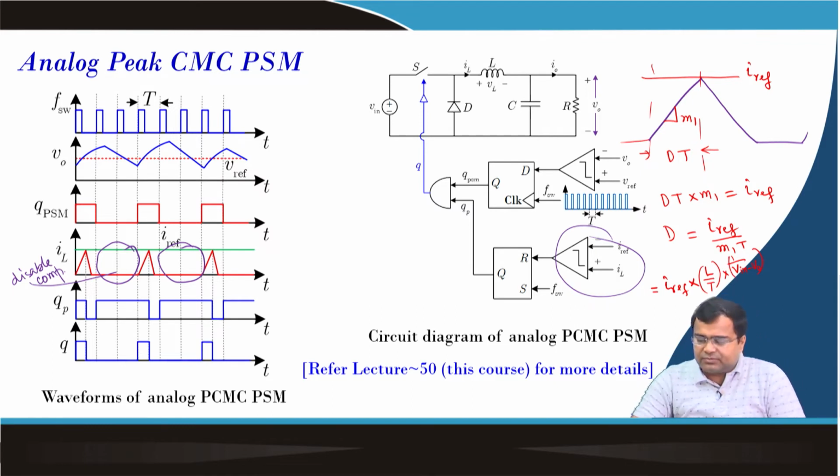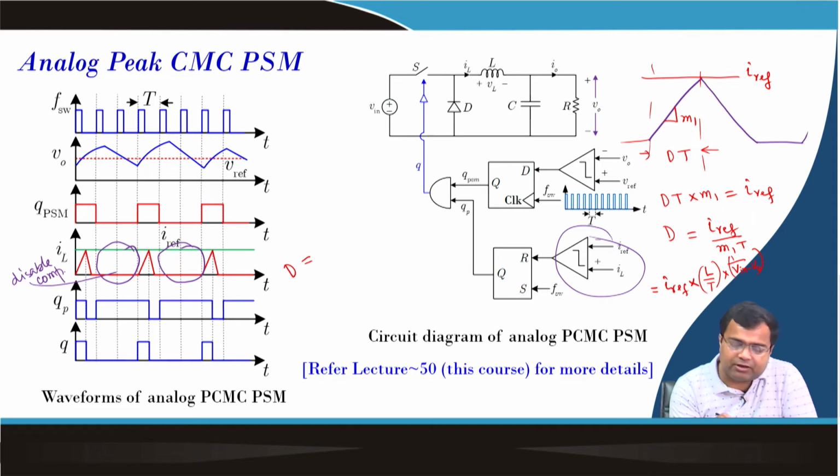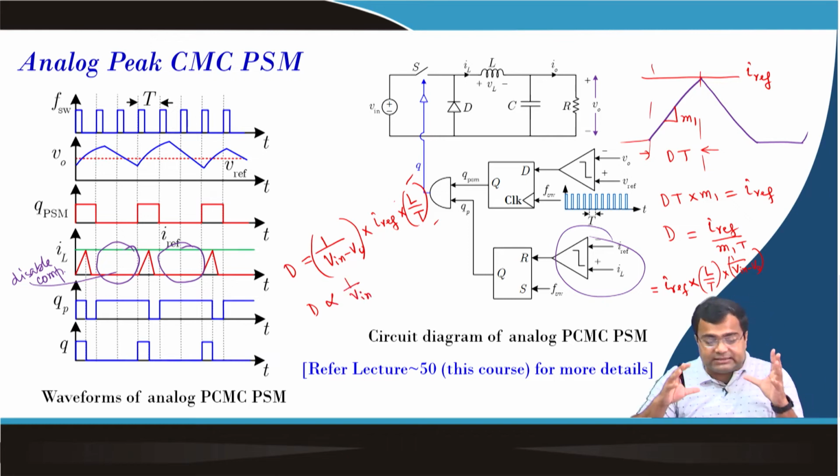That means whenever there is an increase in the input voltage, what is the expression of duty ratio we will find? It is 1 by V in minus V0 into I ref into L by T. That means L and T are fixed, I ref is fixed. So, duty ratio is basically inversely proportional to V in. That means if V in increases, duty ratio is decreasing. If V in decreases, duty ratio is increasing.